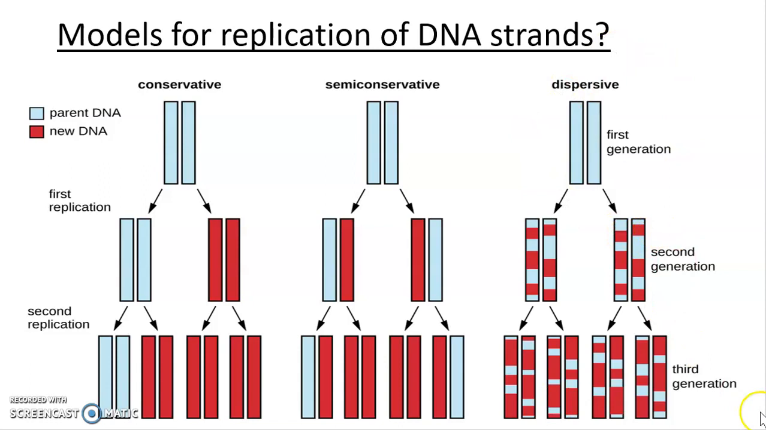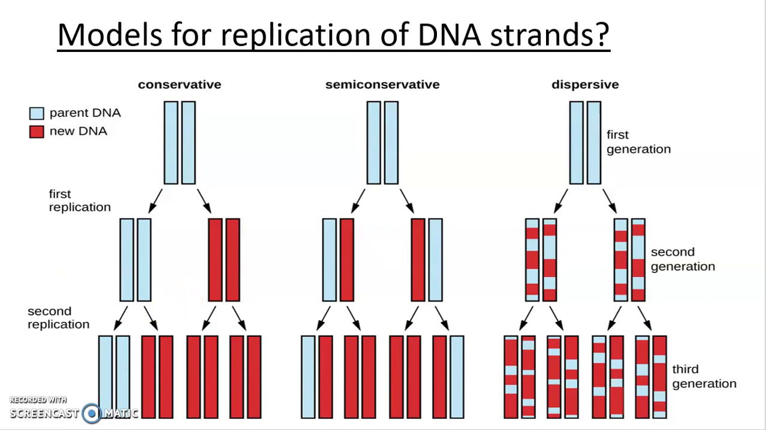The dispersive model is basically sort of the anarchy model of DNA replication, where the DNA can be copied wherever it wants to. And here you can see they're doing both of these strands. There is some overlap, and there's also some cases where there isn't overlap. So it really is just random copying of your DNA that's going to end up in your new molecules of DNA.